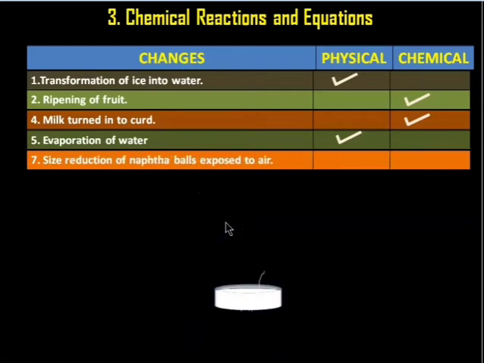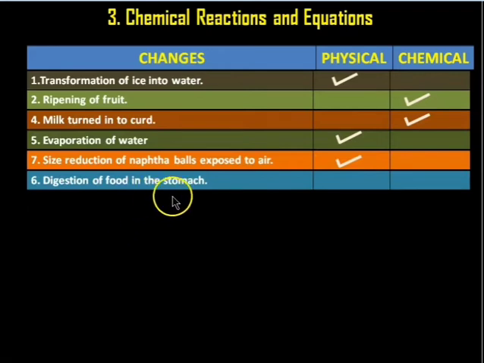Then size reduction of naphtha balls. Naphtha balls kept in the cupboard with clothes slowly go on reducing in size. They get vaporized. So this change is also a physical change. Wafers of naphtha are formed from the solid naphtha ball.